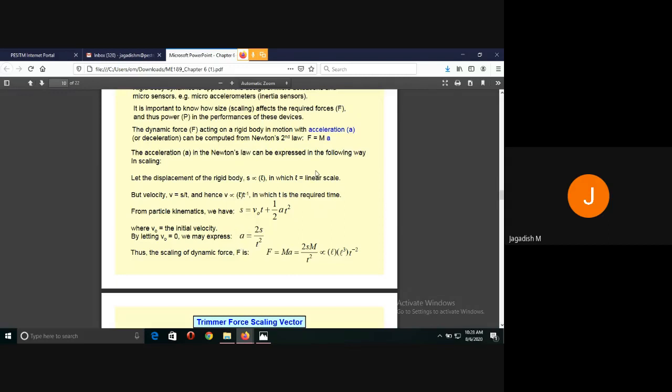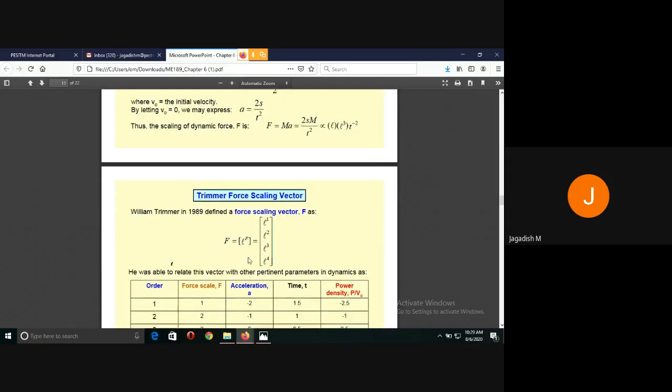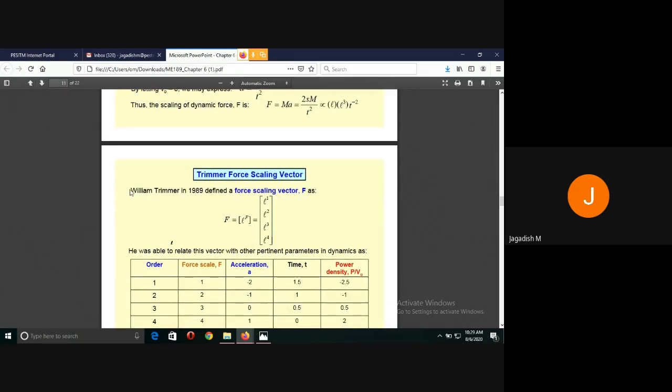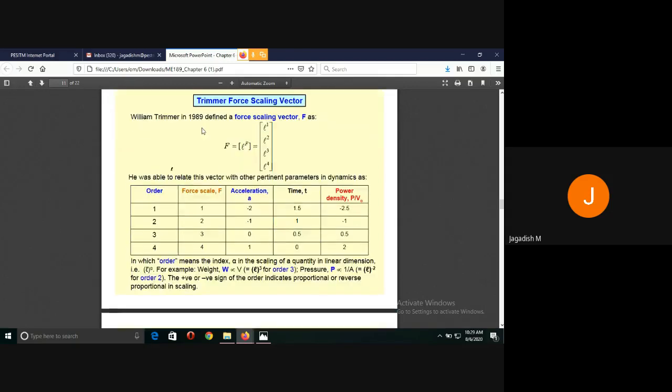Substituting this value of acceleration in F is equal to m into a, I'll get F is equal to 2 into S into m by T squared. Leave out this 2. I know that the displacement is a linear dimension, correct? So therefore it is L. Mass is L cube. And for time, it is T to the power minus 2. Okay? Correct. Now, this is the force scaling vector that was defined by William Trimmer in 1989.